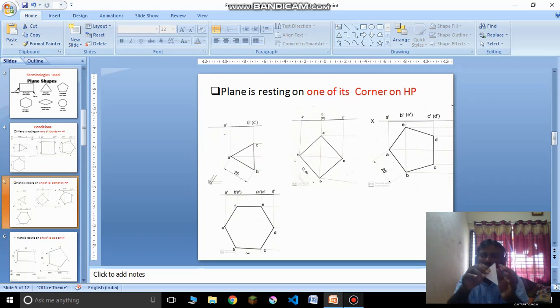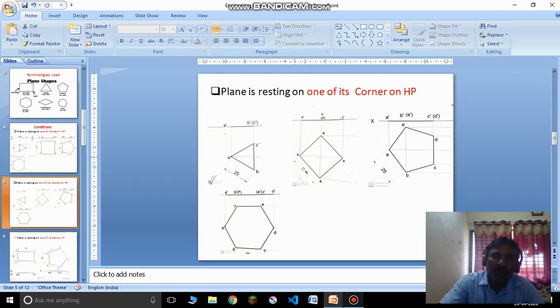the corner on which you want to rest and the line joining the center must be parallel to both HP and VP. That means in HP also it should be a true length, and in VP also it should be a true length, or you can say it should be parallel to both HP and VP. So in the beginning you can see on the screen, this is the corner A and this is the line joining the center. This line is parallel to both HP and VP. So in the beginning I have to keep it like this.